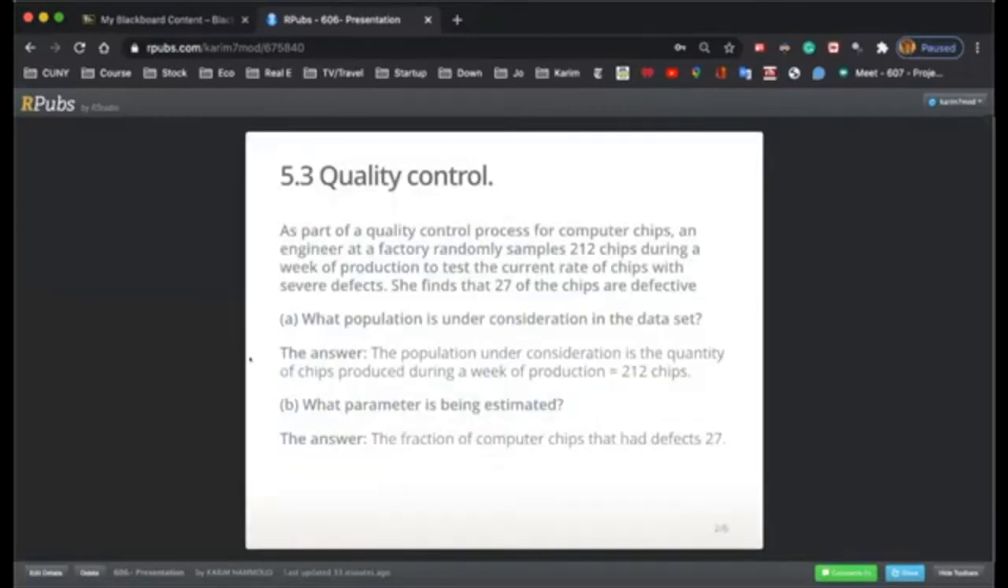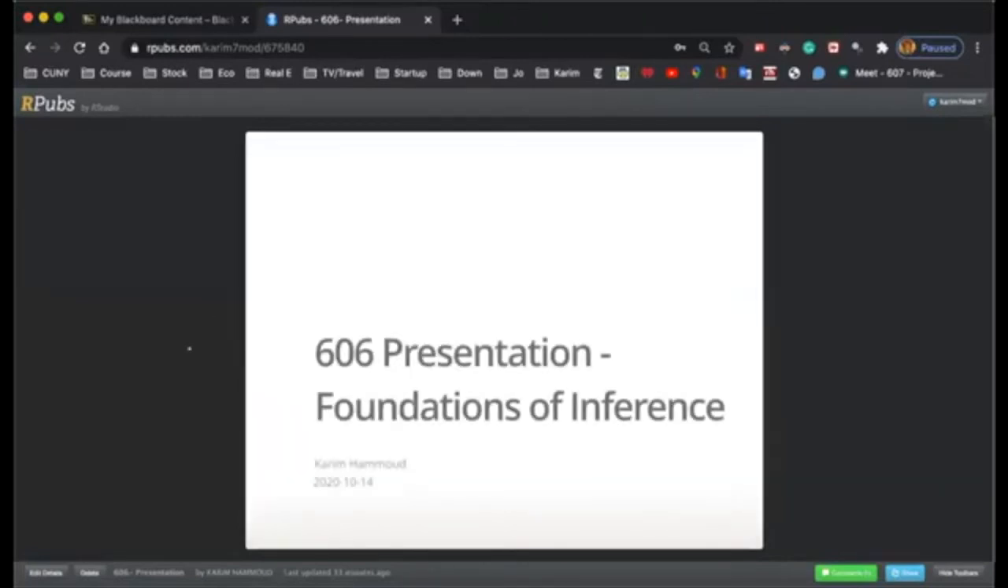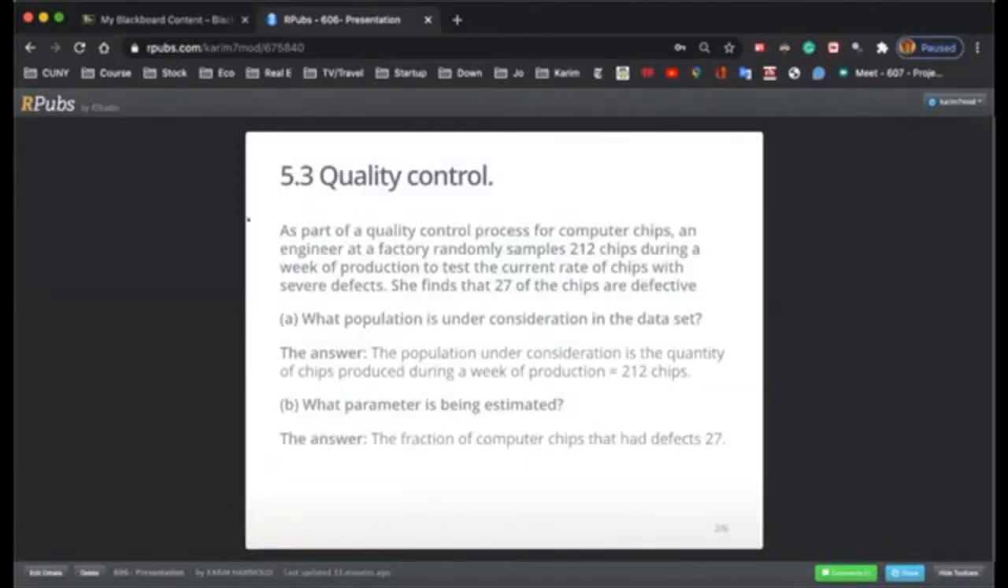So I just use the same presentation style that you use, and I picked question 5.3, which is about quality control. An engineer picked a random sample of 212 chips and found out there are 27 that are defective. So the first question is about the population under consideration, which is the complete sample, and it's 212 chips. And the second question is about what parameter is being estimated, and that's the chips that had defects, and they are 27.